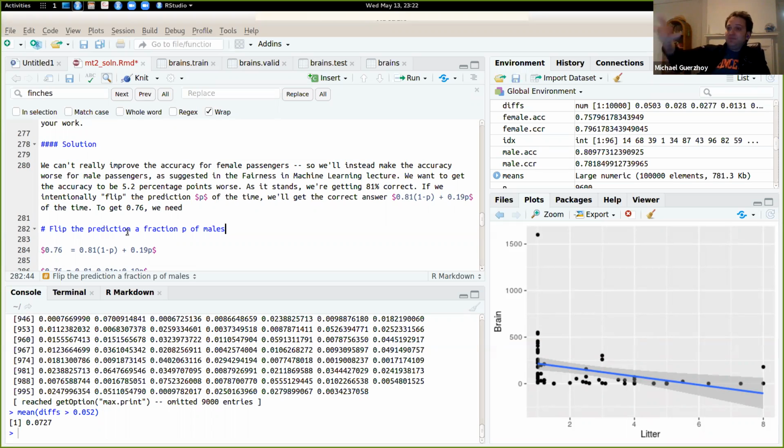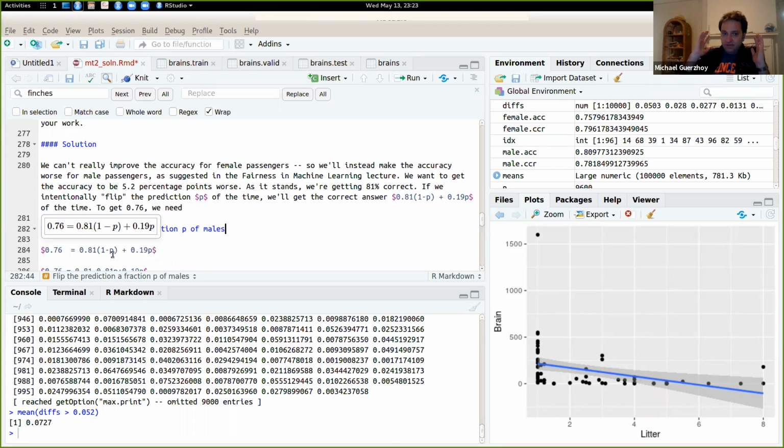if I randomly flip some of the predictions, then my correct classification rate is going to go down. So the question is, by how much am I supposed to be flipping the performance? Here's a little bit of a calculation. Basically, there are two situations here. For 81% of the males, I'm predicting right.